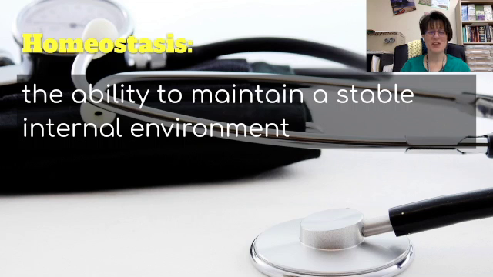And we do all of this to maintain homeostasis. This is the ability to maintain a stable internal environment. So all of our life processes maintain homeostasis. If we get out of homeostasis, then there is disease present, okay? So if somebody has a disease, it's because their homeostasis is off.